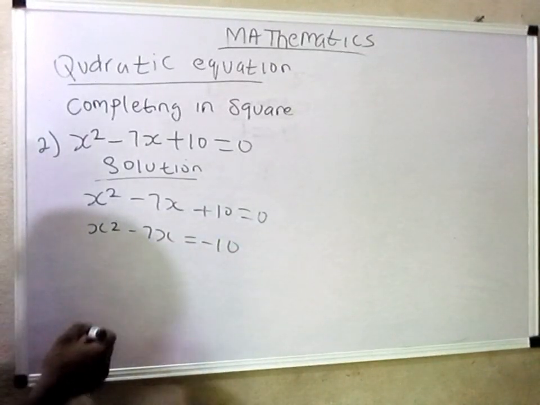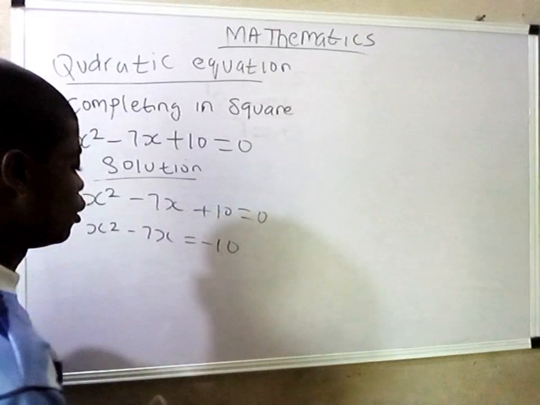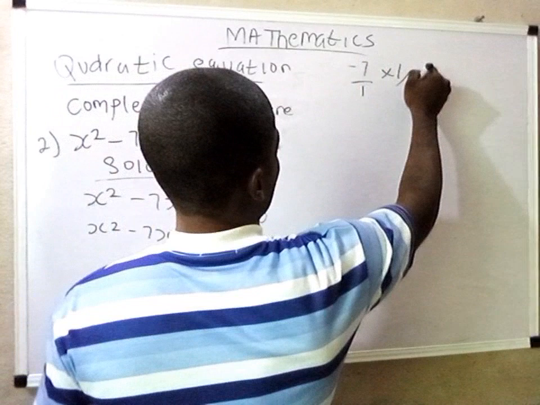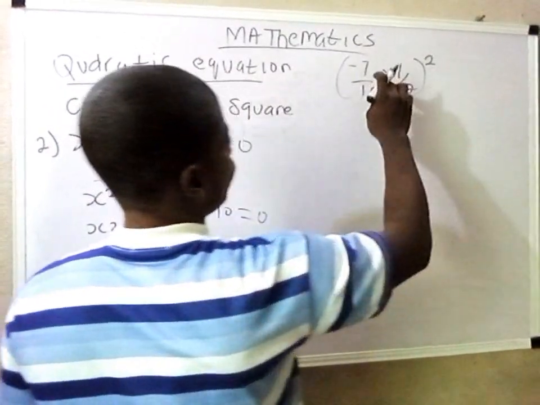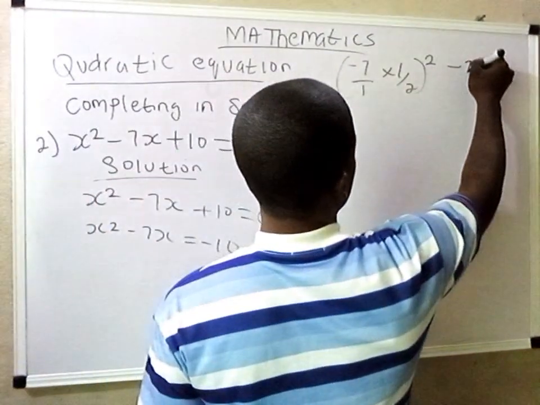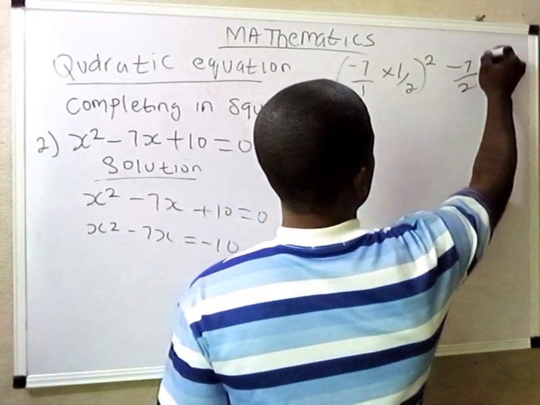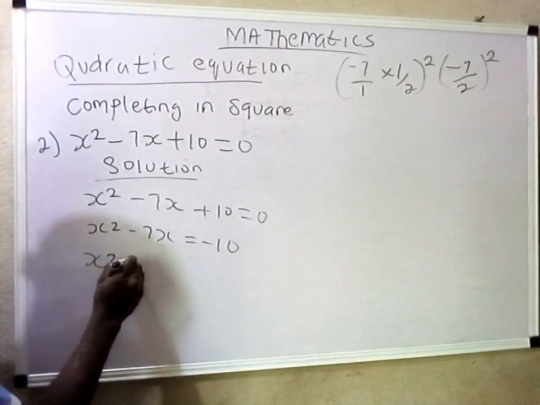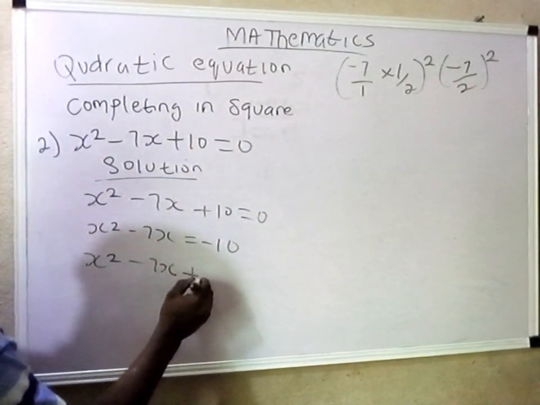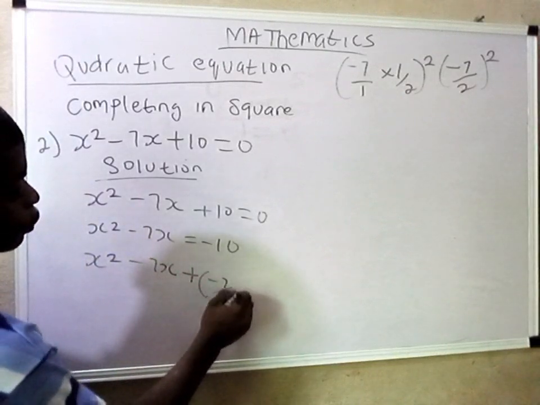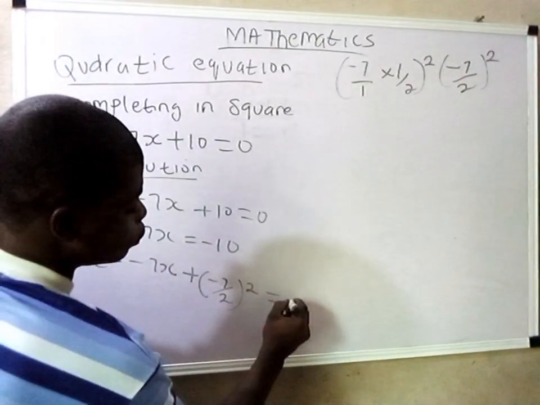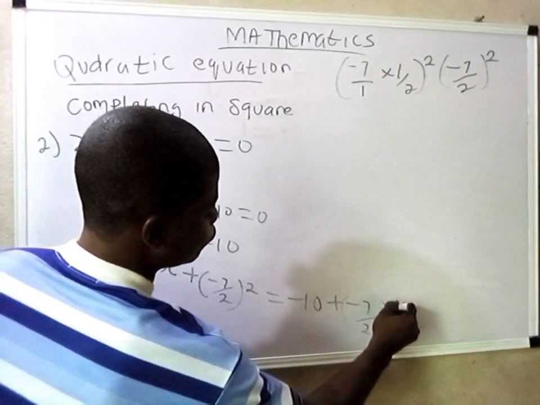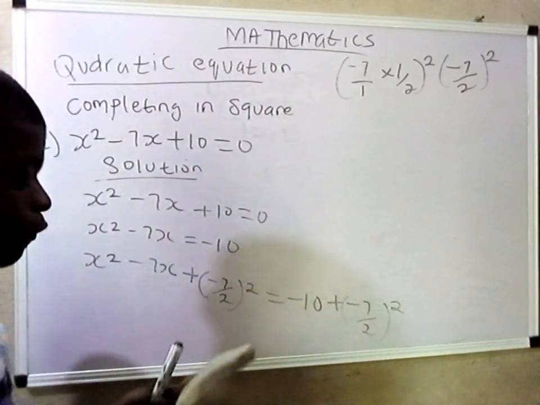So the next step we take is to put half the coefficient of b, which is minus 7 all over 1 times half all square, which will be minus 7 times 1 is minus 7 over 1 times 2 is 2, the whole square. Put it in both sides, which will be x square minus 7x plus bracket minus 7 over 2 all square equals minus 10 plus minus 7 all over 2 all square. Okay, then let's solve further.